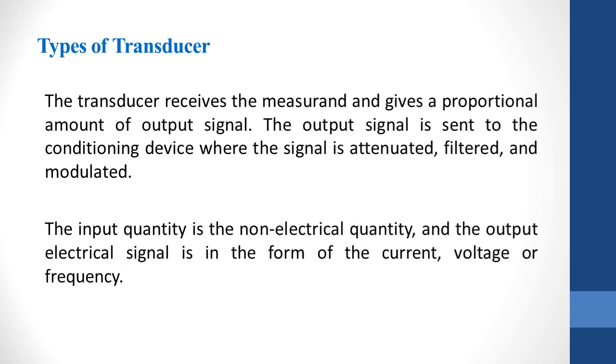The transducer receives the measurement and gives a proportional amount of output signal. The output signal is sent to the conditioning device where the signal is attenuated, filtered, and modulated. The input quantity is the non-electrical quantity and the output electric signal is in the form of current, voltage, or frequency.